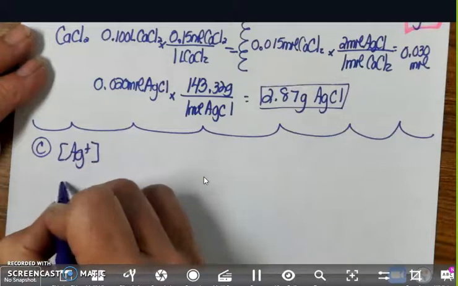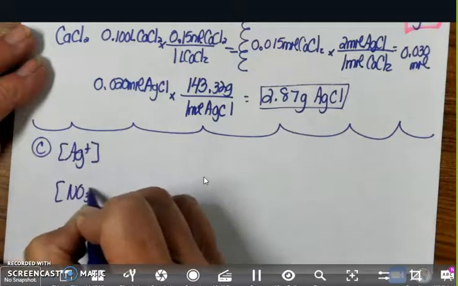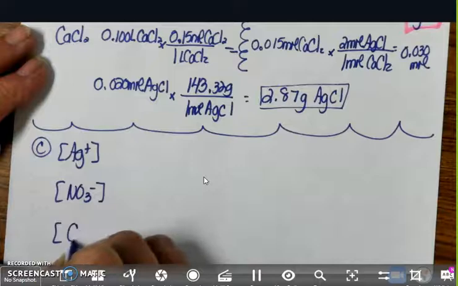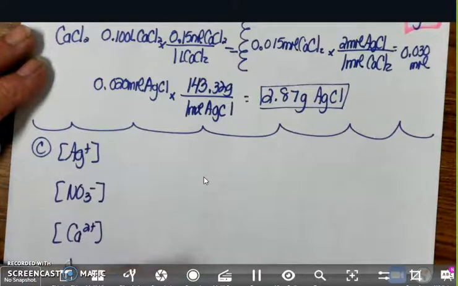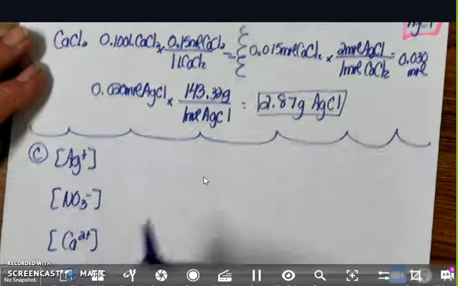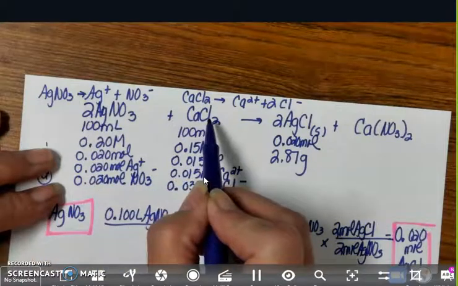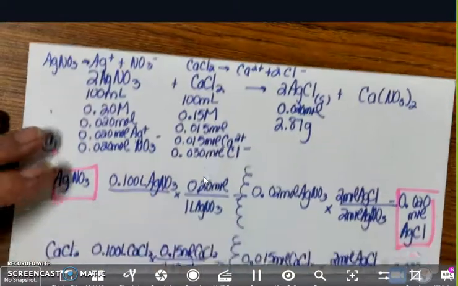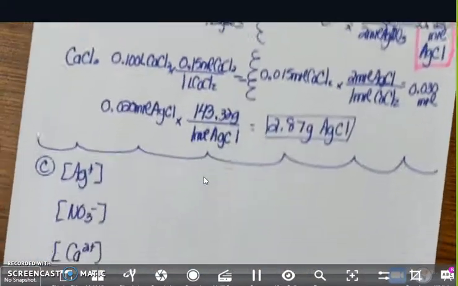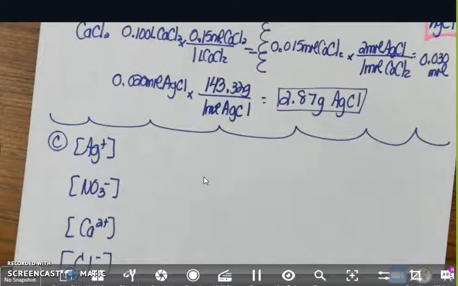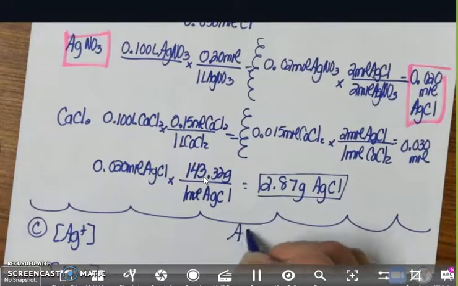Silver, nitrate, calcium, and chloride. How do I get that? I didn't write it all out, but I know these are all dissolving, aren't they? Now, what one can I cross off the list? What was limiting? Right, so which ion can I cross off? Good, because here's my net ionic.